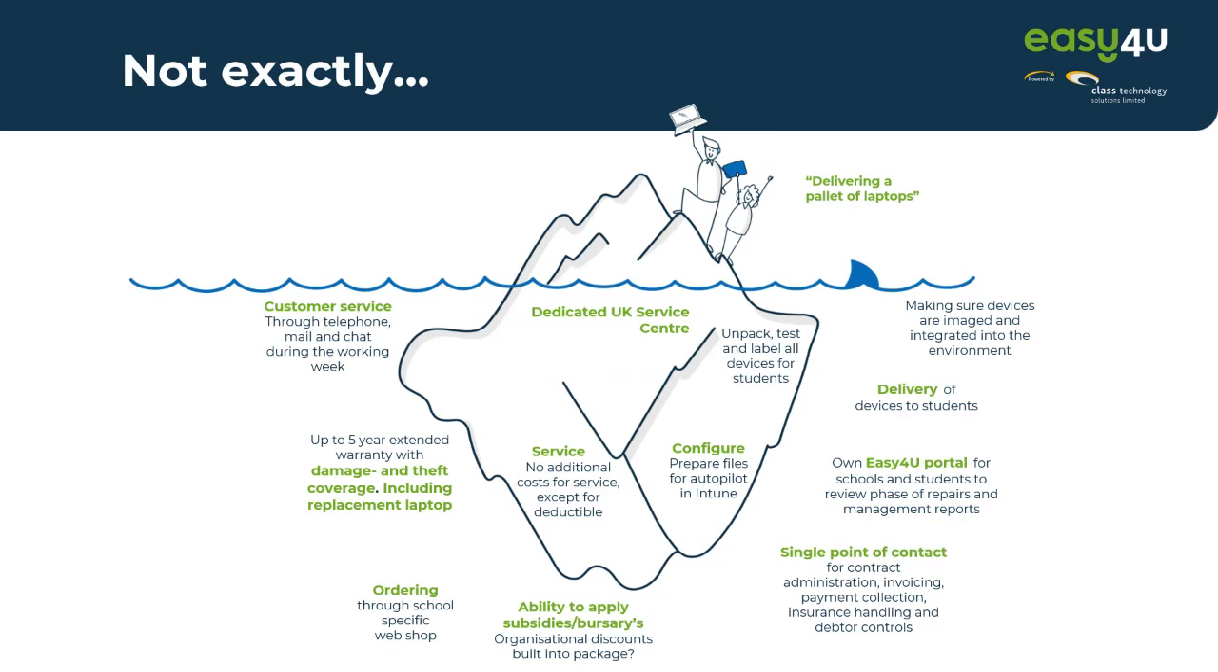We've got customer service through telephone, mail, and chat during the working week. We've got a chatbot called Chip being released in the next few months as well, which is a direct link to parents to get the information they want as quickly as possible. We have an up to 5-year extended warranty with most devices, including damage and theft coverage, and it includes a loan device as well. We give each of our schools a loan device to give to their students. We do ordering through school-specific web shops. Our web shops are tailored to the school. You have your own devices on there, and it's a school web shop.